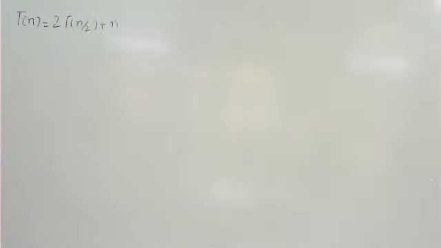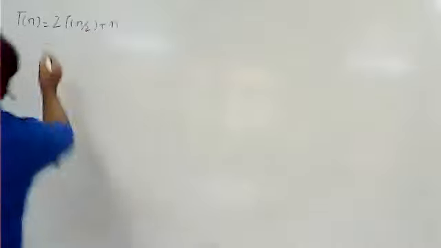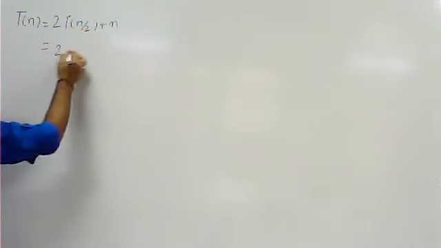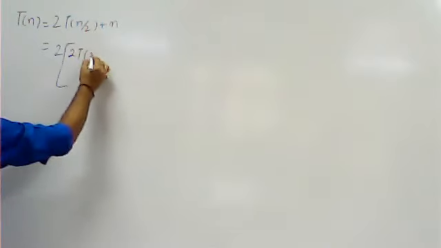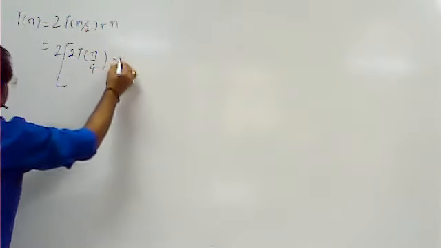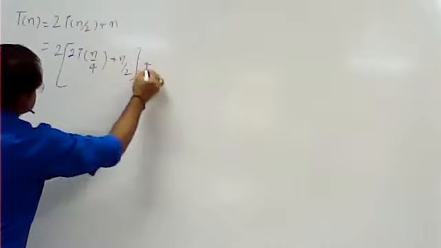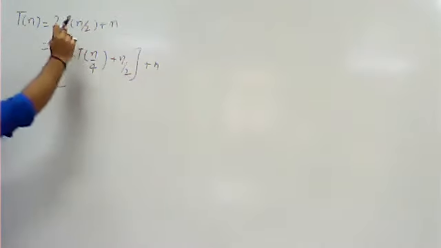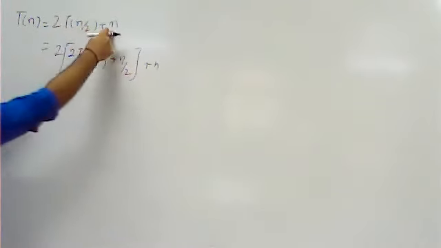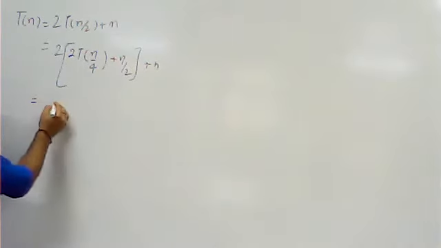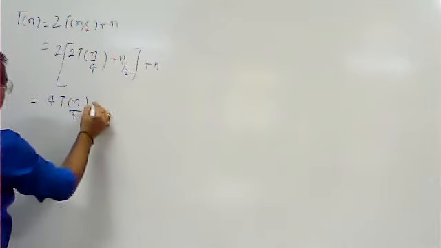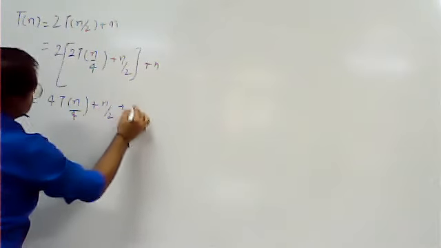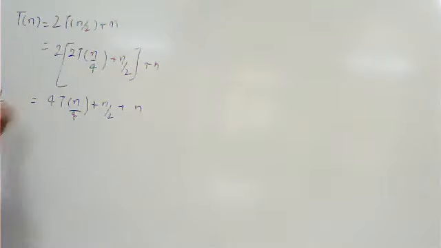So let's see quickly. It's again very simple. We have to substitute T(n) by 2T(n/4) plus n/2 plus n, because in place of n we are writing n/2, so this n will also become n/2. To expand it, you will get 4T(n/4) plus n/2 plus n. This is your first iteration.